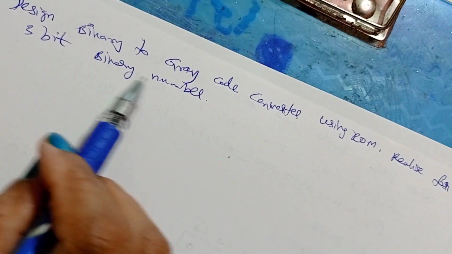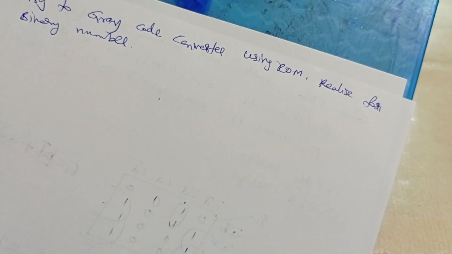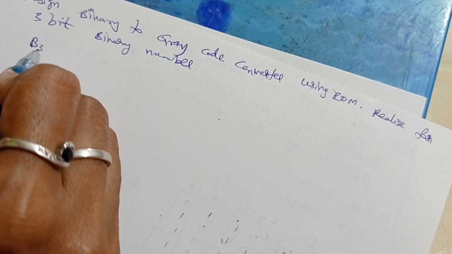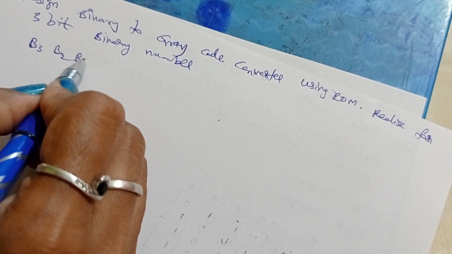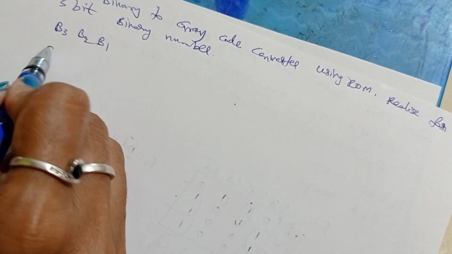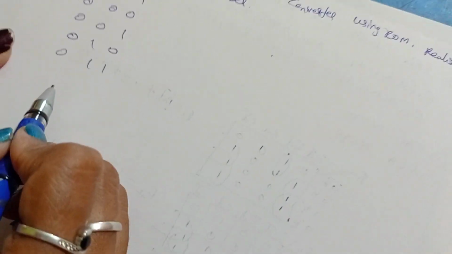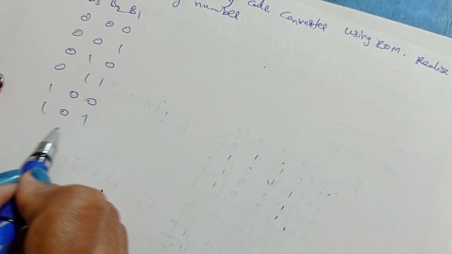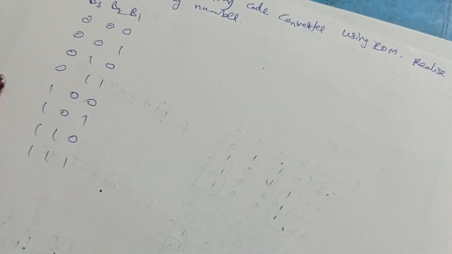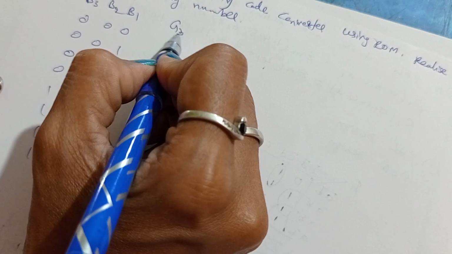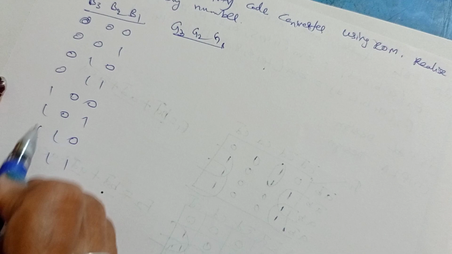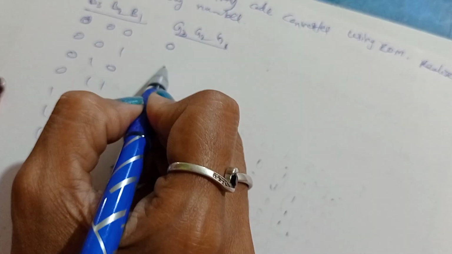Design binary to gray code converter using ROM realized for 3-bit binary number. 3-bit means we have to take only 3 bits. B3, B2, B1: 0, 0, 0, 0, 0, 1, and so on up to 7. For this, now find out the gray code. That is, keep as it is the first bit.